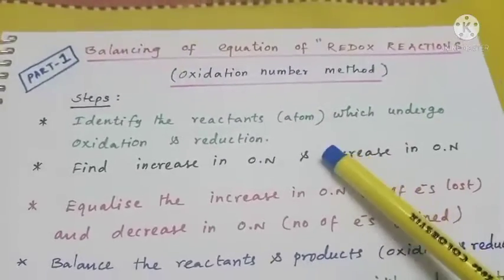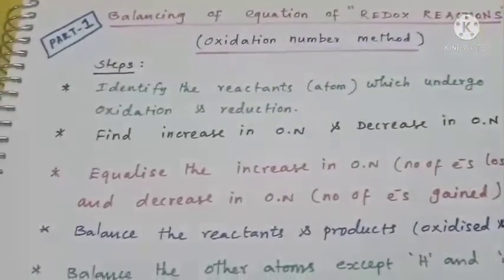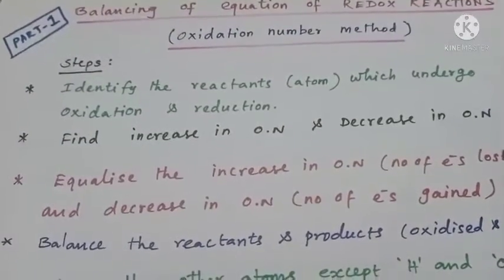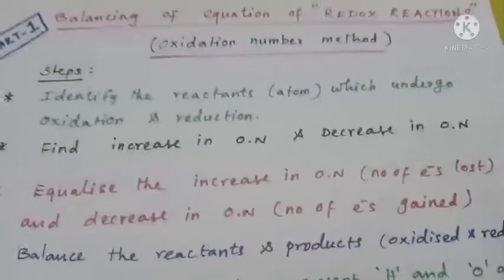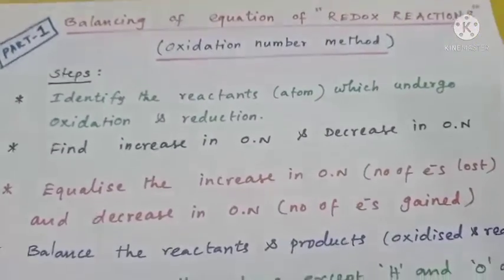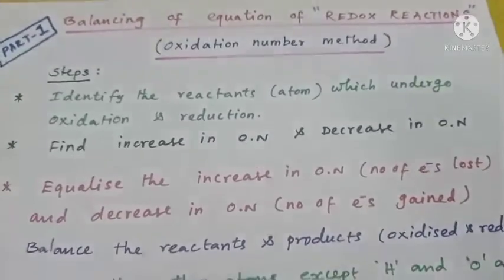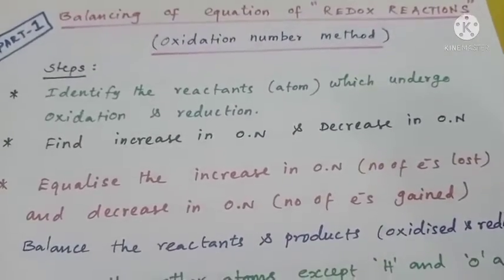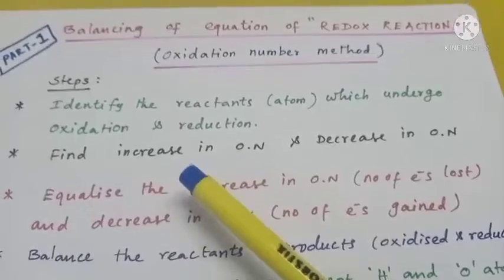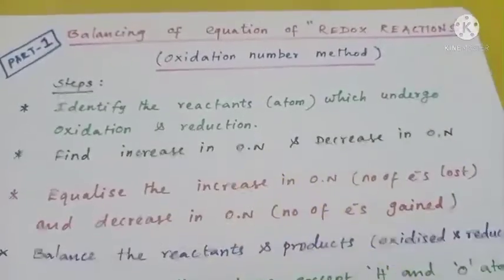That is, you have to identify the atom which undergoes oxidation as well as the one which undergoes reduction, because in a redox reaction some element may undergo oxidation, some may undergo reduction. That has to be identified at first. That is the first step. Then find the increase in oxidation number as well as the decrease in oxidation number. After finding which is oxidized and which is reduced, you have to find out how many units of oxidation number increase as well as how many units decrease. That is the second step.